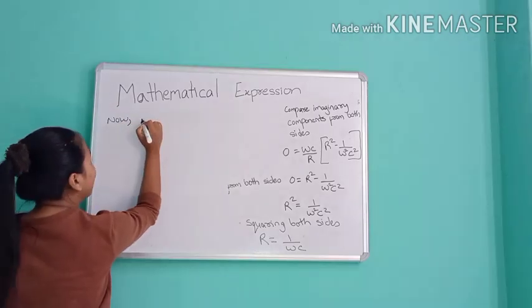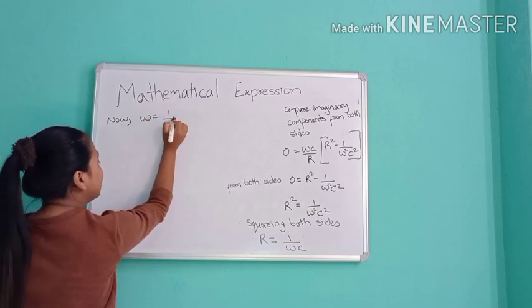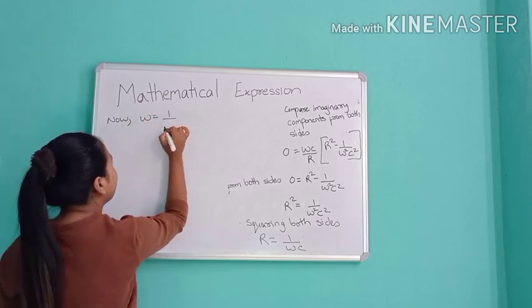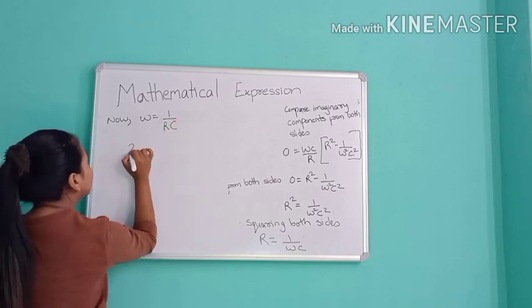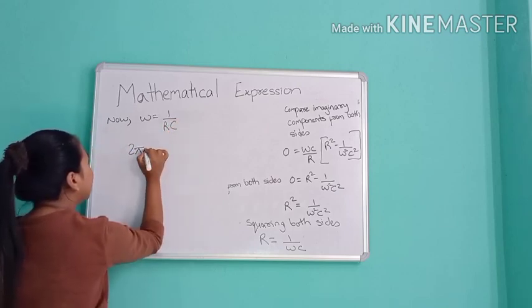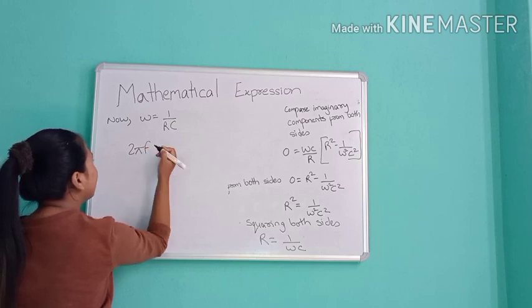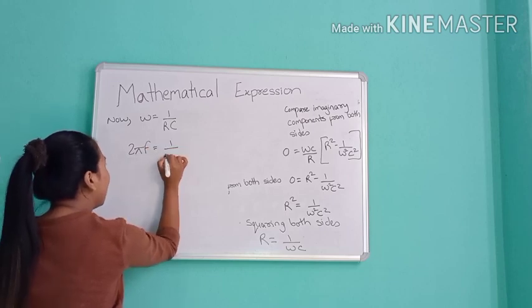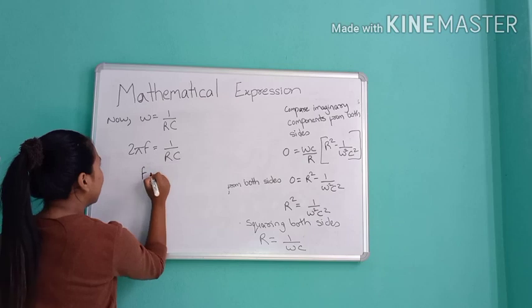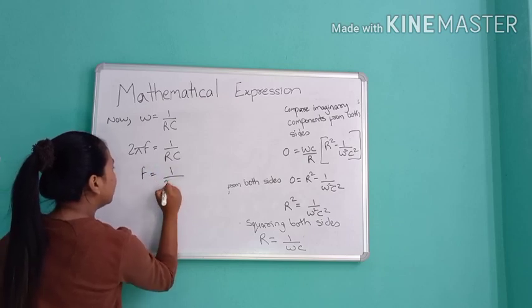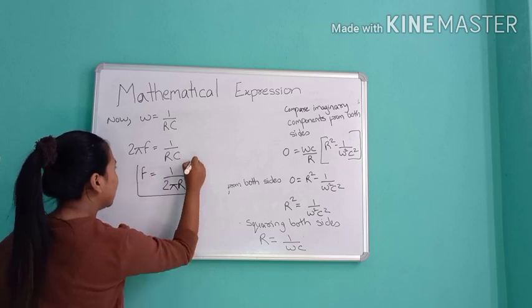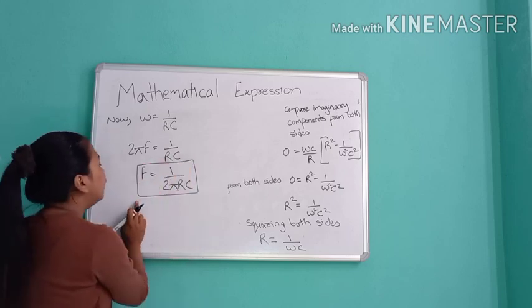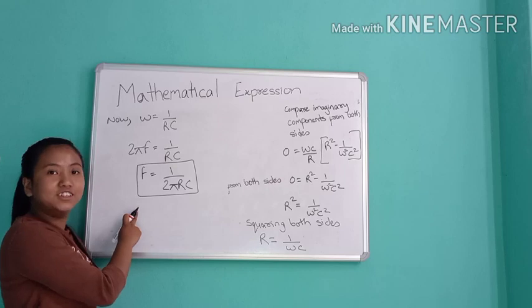Now omega equals 1 by RC. Omega means 2 pi f equals 1 by RC. F equals 1 by 2 pi RC. And this is the frequency of Wein bridge oscillator.